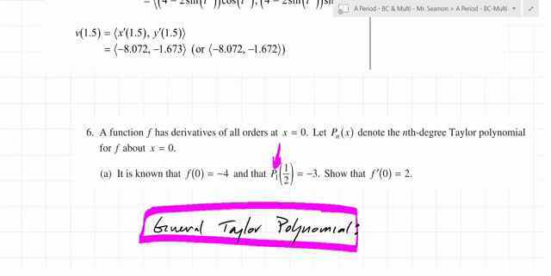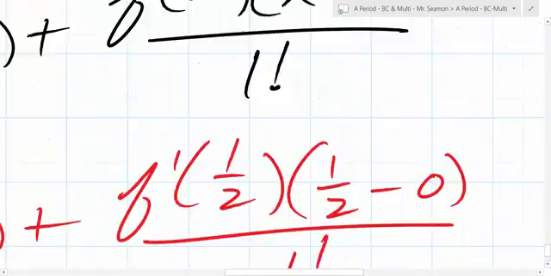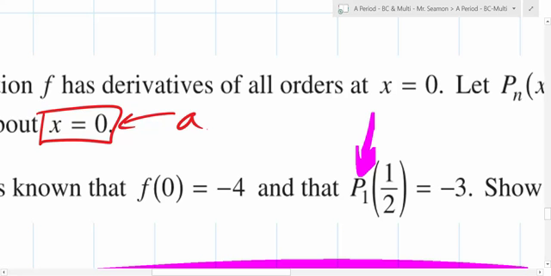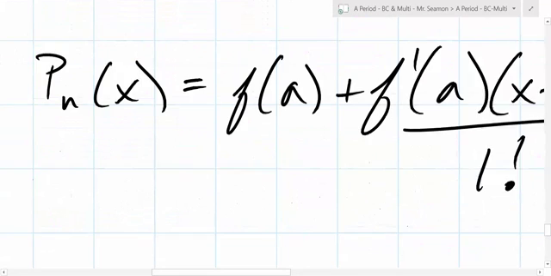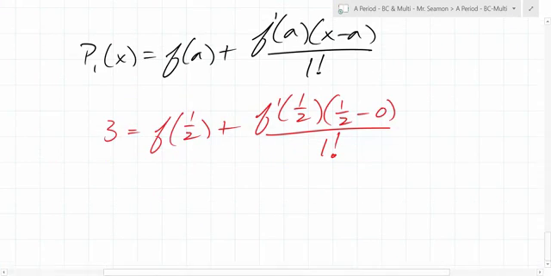About x equals 0. So this, everybody sees this? This is your what value? That 0, you plug that in for, where did we plug in 0? A. Yeah. What you center your Taylor polynomial around is the A value. Okay? So for this problem, all you're doing is you're plugging this in. Okay? I'm too big here. Sorry. So what do we have here? We have 3 is equal to f of 1/2 plus. Then shouldn't the first term be 0? The first term be 0.